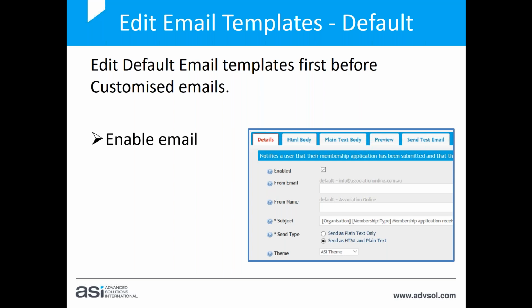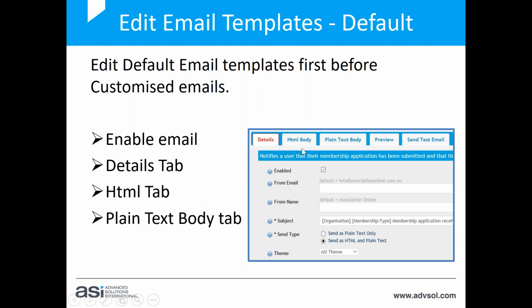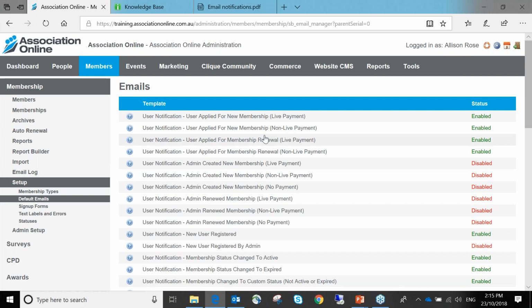The first thing you need to do is decide, do I need to use this email? And if so, enable it. We have the details tab where you add all of your details: subject line, type of sending, your theme, and I'll go through that in a moment. You have to edit the HTML body tab, edit the plain text body tab, preview, and then send yourself a test. Let's go and look at an example. I'm going to use one of these membership emails here.